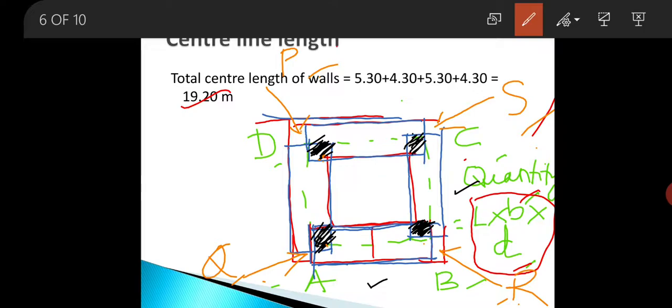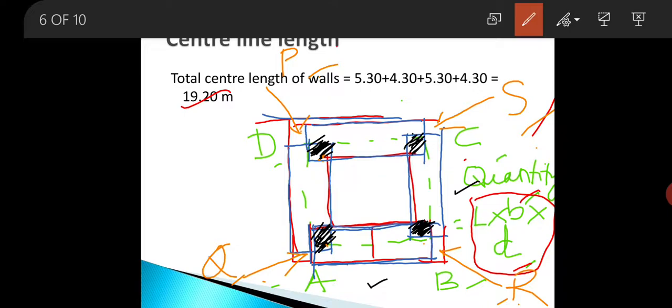So your center line length will remain the same in this case, particularly for this case where there is no cross wall or junction. That means in this particular method there is no junction point. Junction means where three walls meet. So here there is no such location. That's why the center line length is not going to change. This will remain constant for all the items of work.